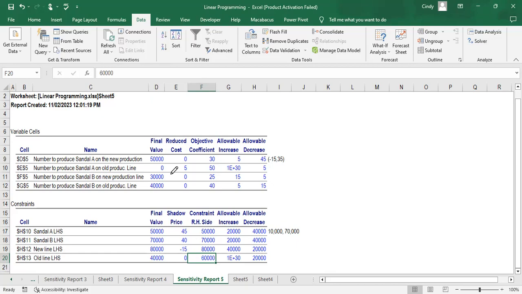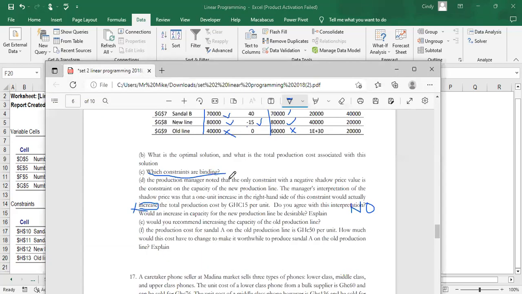And then the next question is, the production manager noted that the only constraint with a negative shadow price value is the constraint on the capacity of the new production line. So this one, talking about this one. So the manager noted that this one has a negative shadow price. Okay. So let's see what happened.